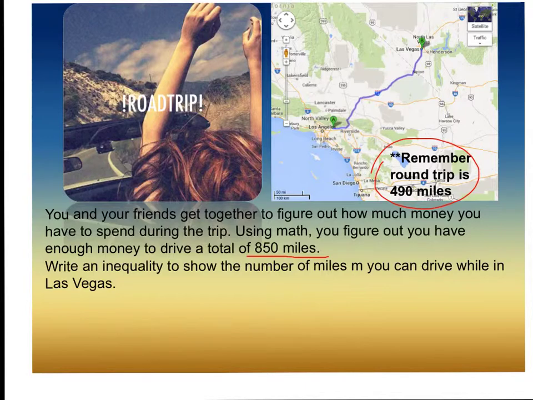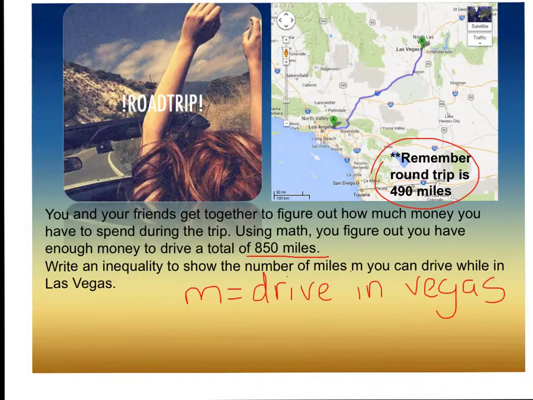I'm going to ask you to write an inequality to show the number of miles M you can drive while in Las Vegas. So M is going to be the total miles that you can drive in Vegas. Remember that we're going to have to take away 490 miles from the 850 because you're going to need money to drive there and back home. You don't want to have to wash dishes in Las Vegas or panhandle for money so that you can get home. So you only have enough money for 850 miles.